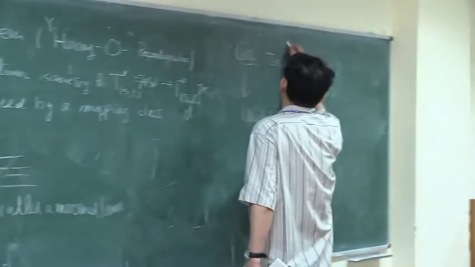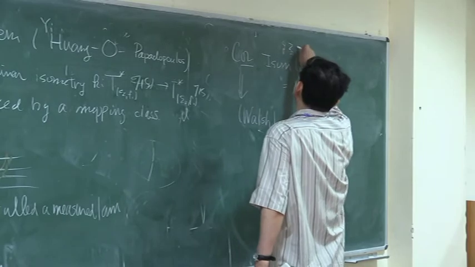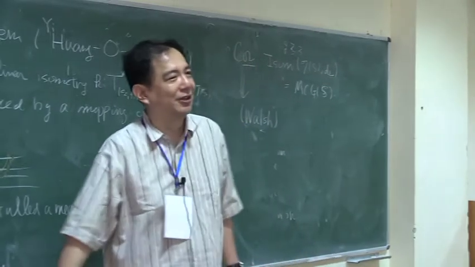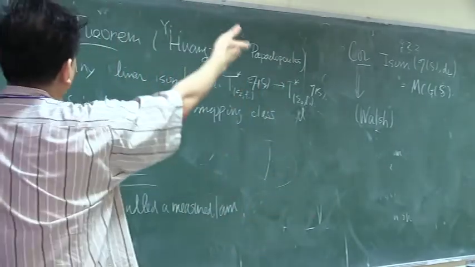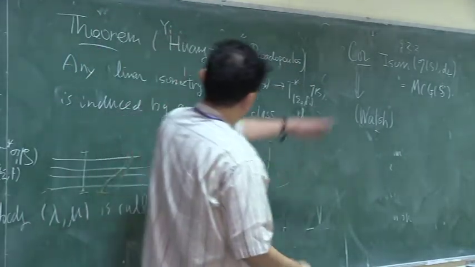The genus is bigger than 2. If the genus is 2, you have a kernel, so it's a 2 to 1 map. But if the genus is greater than 2, then you get something like that.